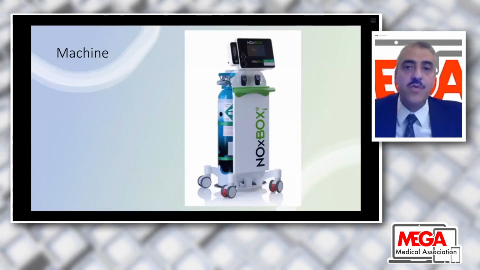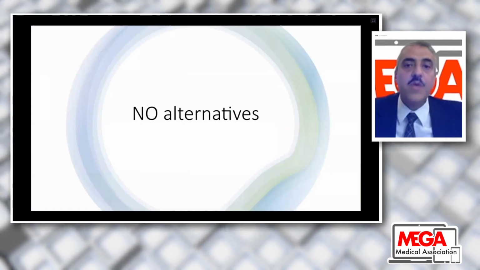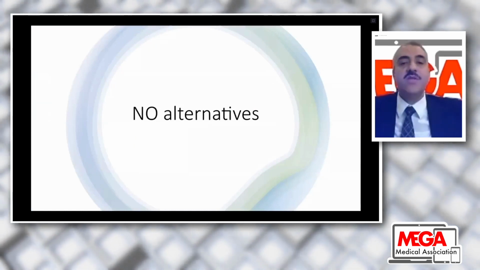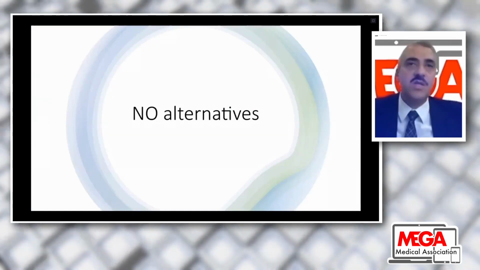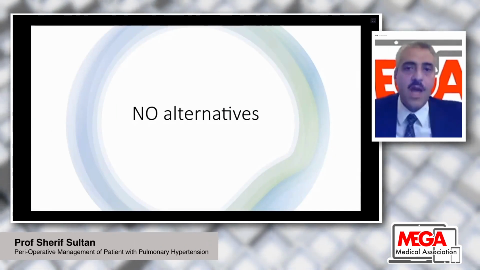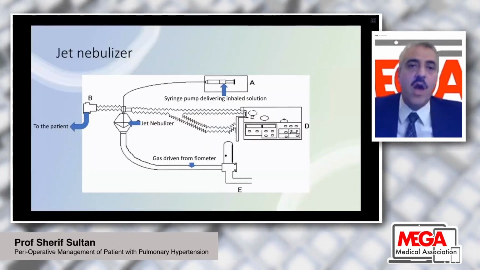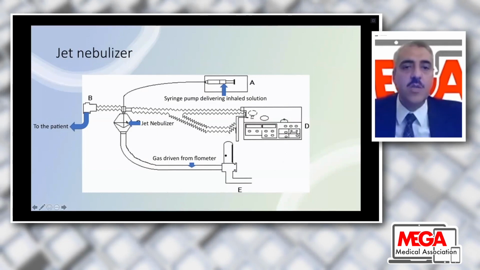This is the machine used for nitric oxide application. Nitric oxide alternatives are some drugs that we use as intravenous, but now we are using as inhaled therapy. How can we give these drugs to the patient inside the OR? Either through a jet nebulizer. This is the jet nebulizer.